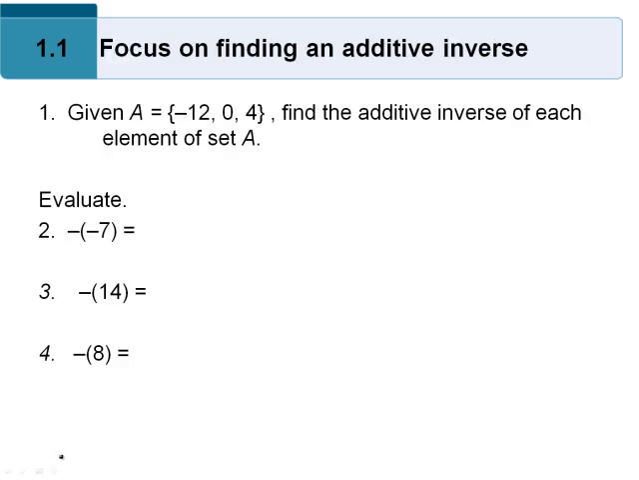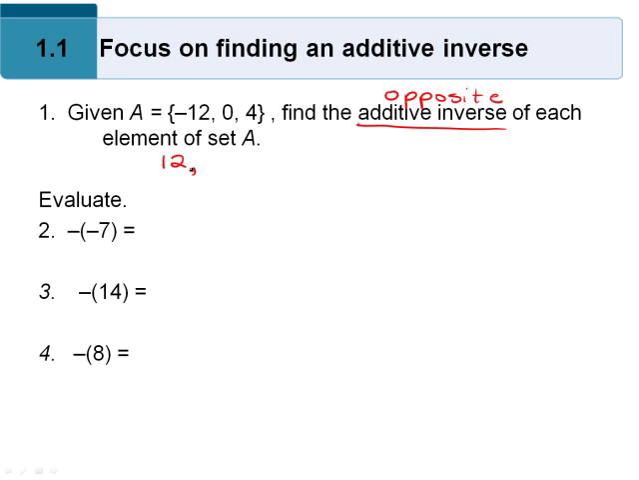Okay, so let's look at these problems. It says given A is the set of negative 12, 0, and 4. Find the additive inverse of each element of set A. Now remember, the additive inverse is the same thing as the opposite. So if they ask you that in your homework, don't freak out and think, oh my gosh, what is that? It's just the opposite. So the opposite of negative 12 would be 12.